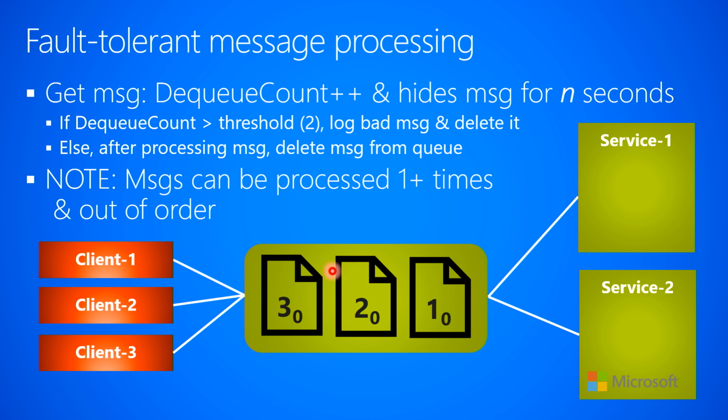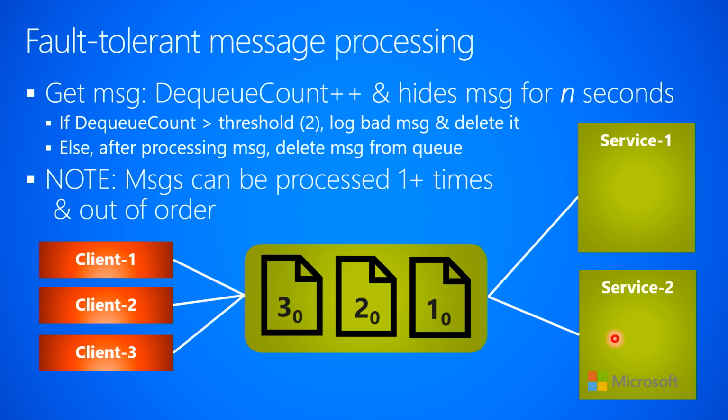Now each of these messages has a subscript 0 next to it. That is called the DQ count. It's an integer, and it indicates how many times this message has been DQ'd from the queue. Initially, the DQ count is set to 0 for any new message that is placed into the queue. I also show on this slide 2 service instances, right? So this is service instance 1 and service instance 2. These 2 instances are going to be trying to pull messages from the queue in order to process them.